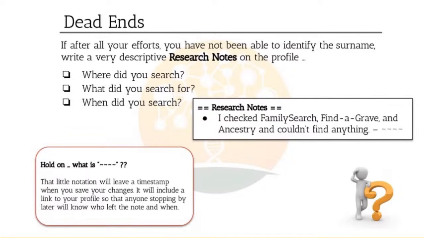Do notice that after the words couldn't find anything, there's 4 little tilde marks. If you type those 4 tildes, it will leave a timestamp on that profile with your name and date, and somebody will know who you were to know that that's who was working on this and what happened.